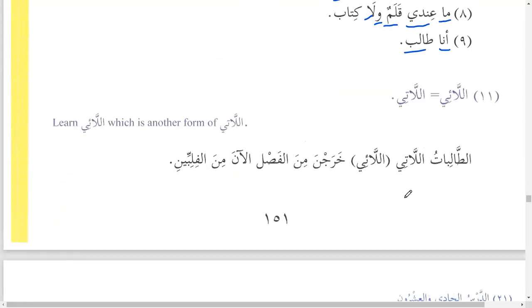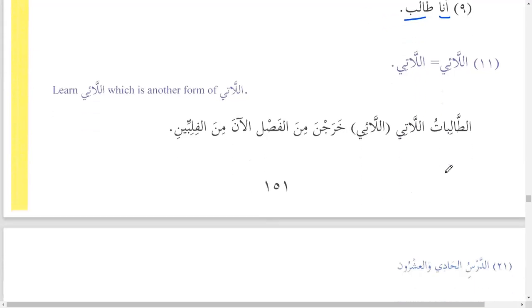Allai equals allati, both of them are used. So either we can say allai or allati, the feminine version of alladhi and alladhina. It's the plural of allati. The plural of alladhi is alladhina. And allati, the plural is allai or allati. Okay, so we have to only learn this one.